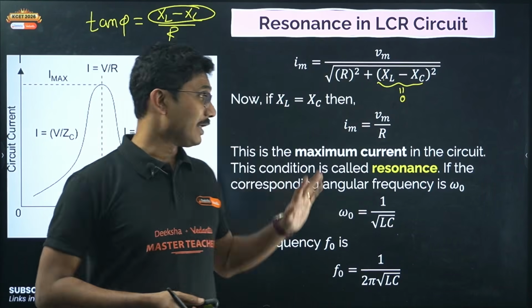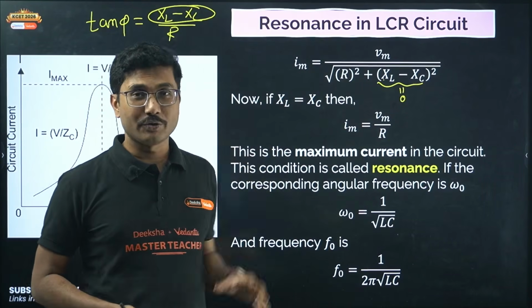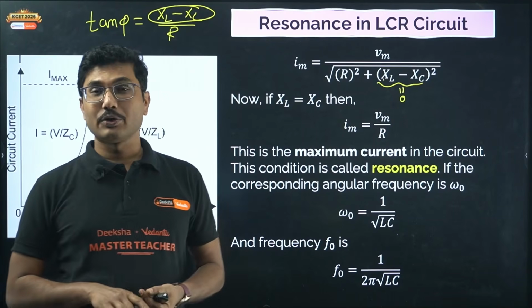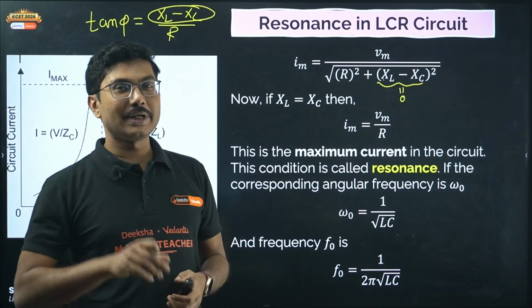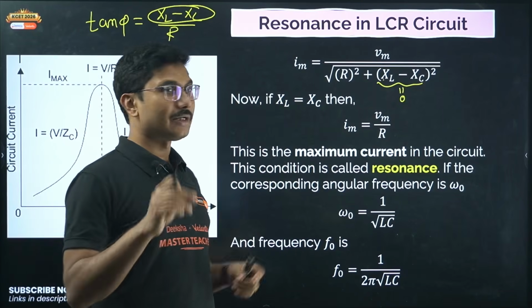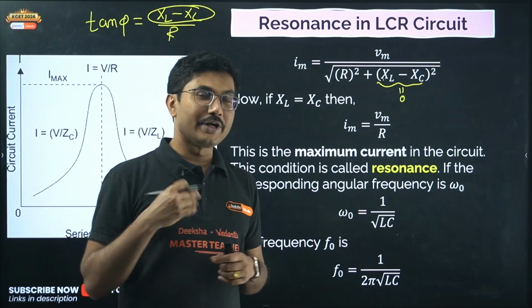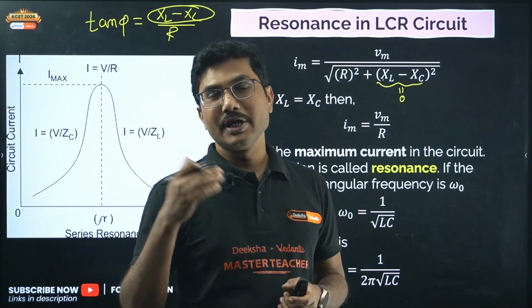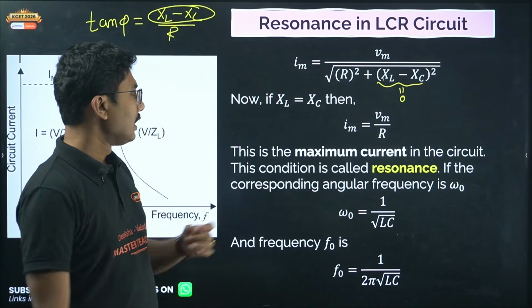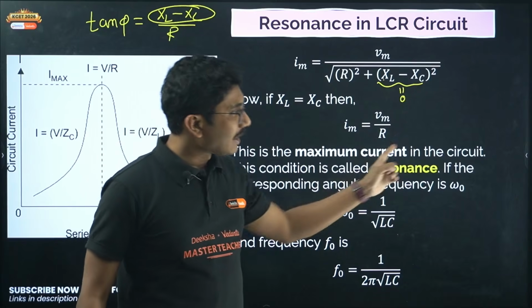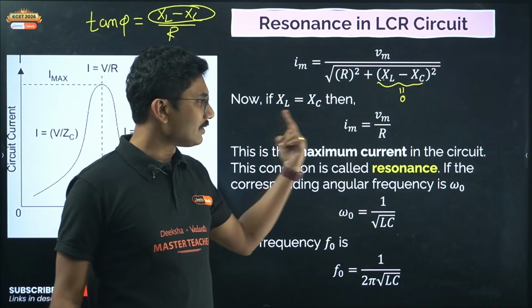So if you have old radio sets in your home, you should check them out. Those actually worked using the principle of resonance. Each frequency has a particular resonance point. When your radio is resonating with that frequency, you are able to hear that channel. So this is the maximum current in the circuit. This condition is called resonance.